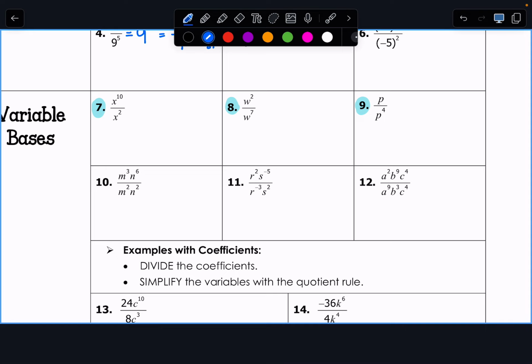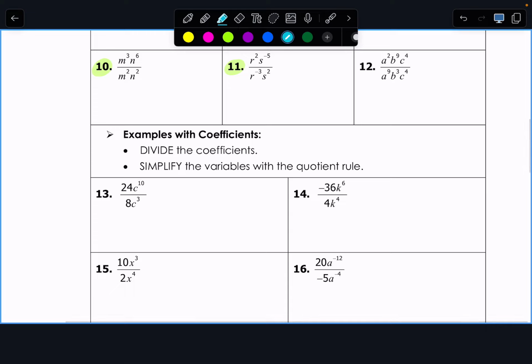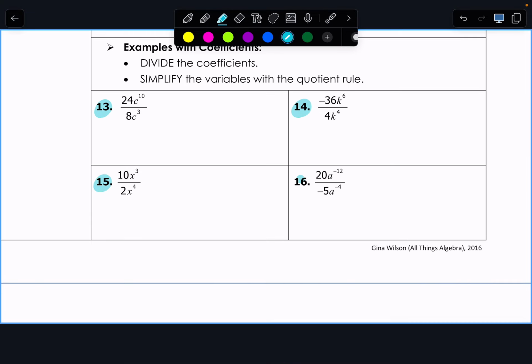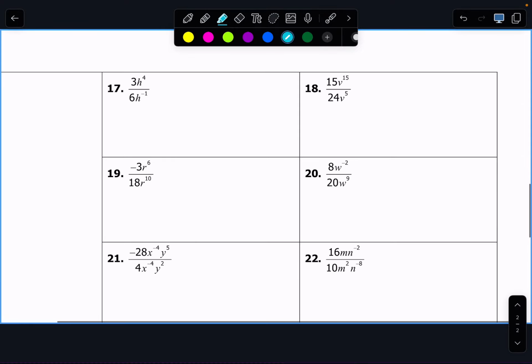Wouldn't it just be 1 over P to the 5th? 3? Oopsie. That's what I meant. Okay, so we don't talk about this. You did it right. I just forgot to add the 1 over.